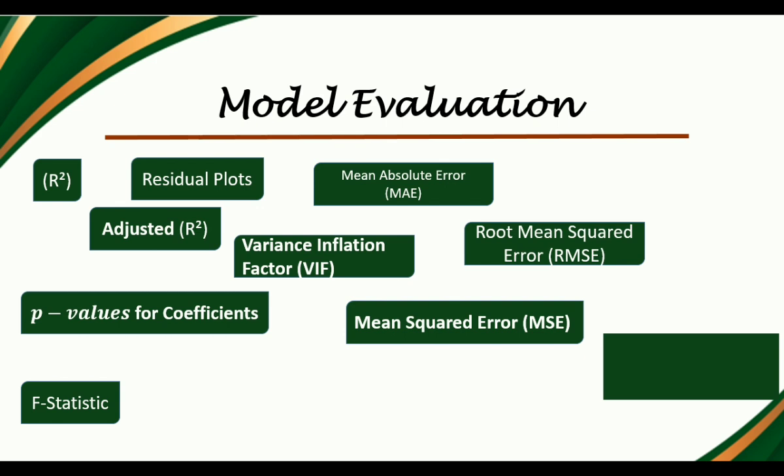The next one would be the variance inflation factor, VIF, which measures how much the variance of an estimated regression coefficient increases when your predictors are correlated. This is the formula, and a VIF value greater than 10 often indicates high multicollinearity between predictors, which can distort the regression coefficients and make them unstable.